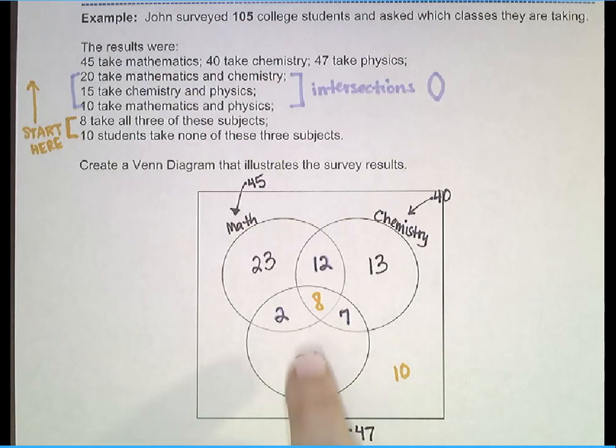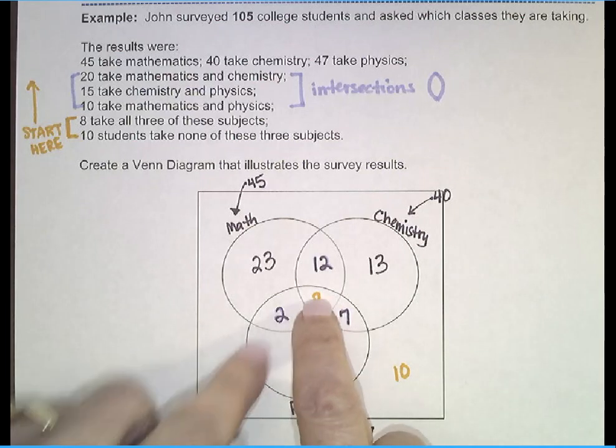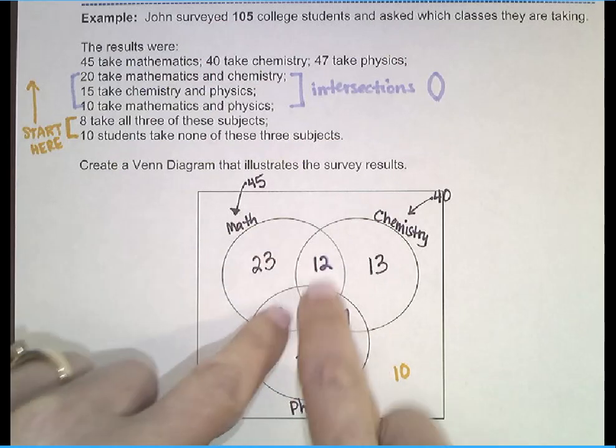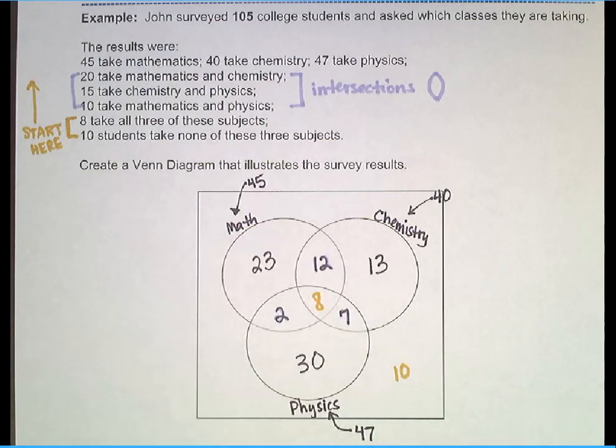But you've got to start with the big intersection, work your way out to the 2-circle intersections, and then finish the picture. So start in the center and work out. That's the best way to handle those.